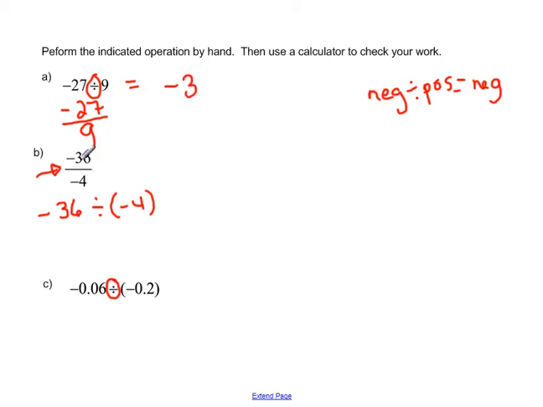For this next problem we have negative 36 divided by negative 4. Well, a negative divided by a negative is always going to equal a positive. So we know our answer has to be positive. Because it's positive, we don't have to show the plus sign, but if we want to put it there just to remind ourselves that we've paid attention to the signs, that's not a bad thing to do.